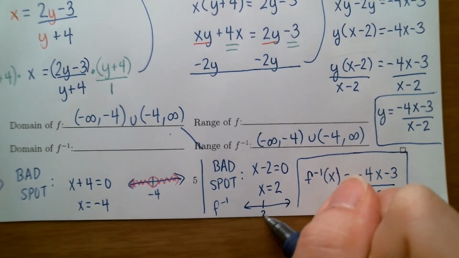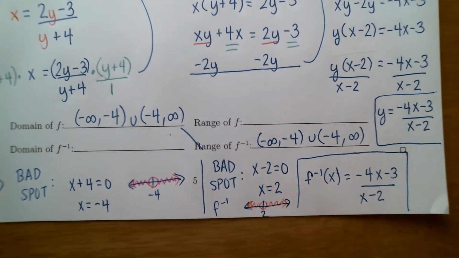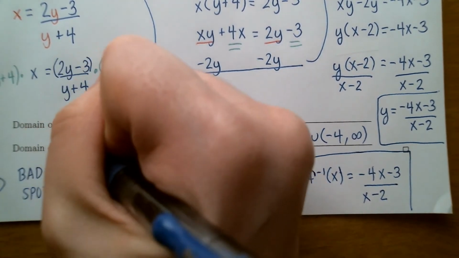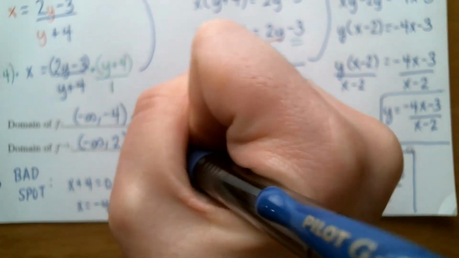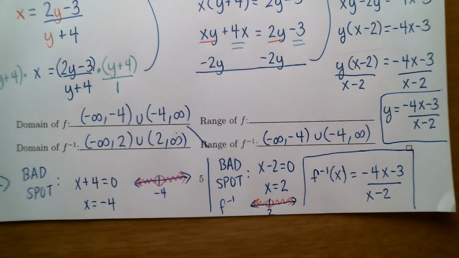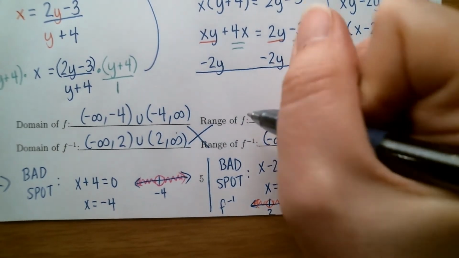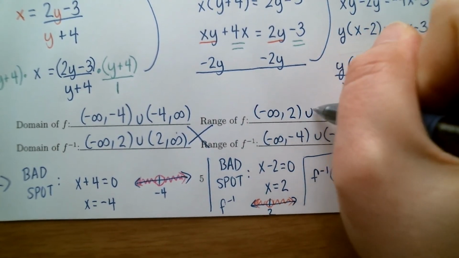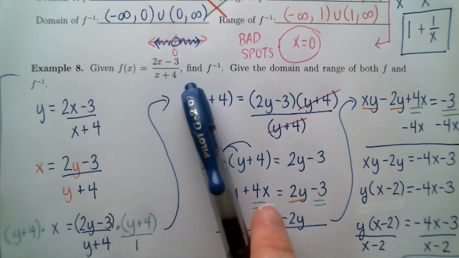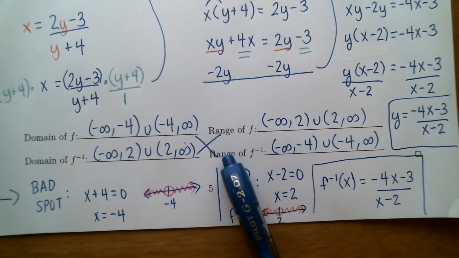Draw your little picture. You want to get rid of 2. Everything else is great. So the domain of the inverse is all real numbers except for 2. And then as soon as you write that down, you know that the range of the original function has to be the same thing. So I'm going to put all real numbers except for 2 in this blank. And that's it. We started with our original function. We found its inverse. And then we have the domain and the range of both f and f inverse.